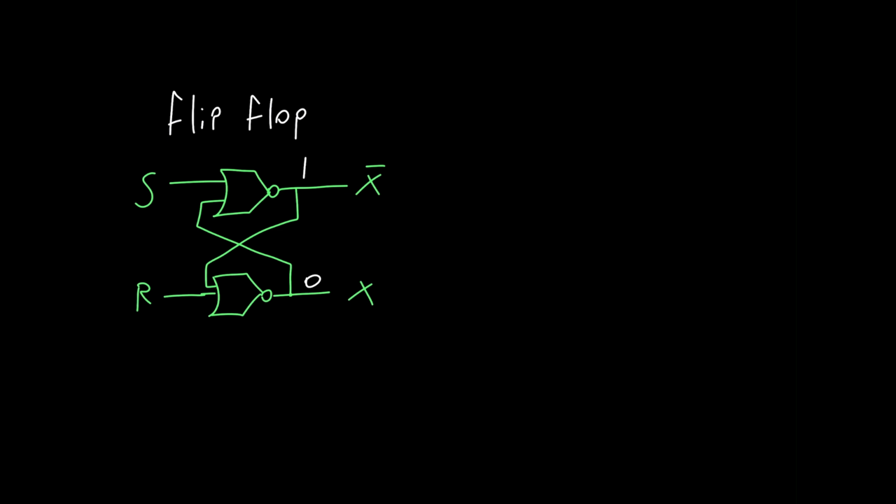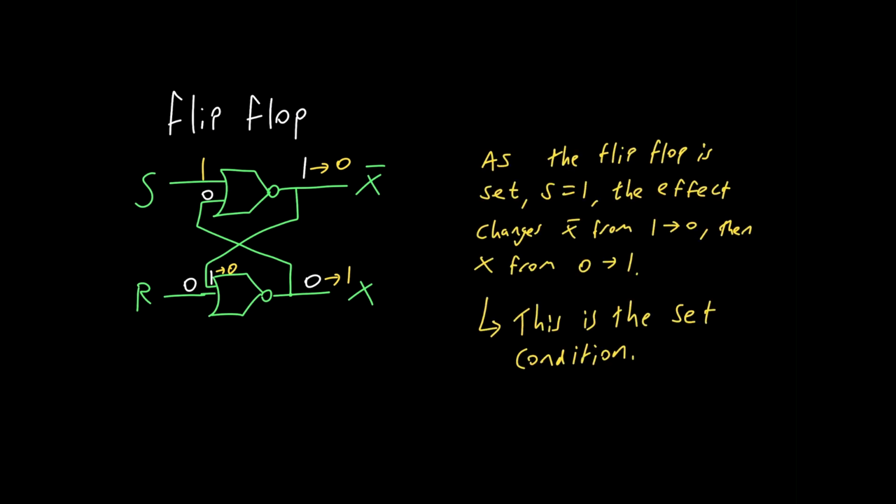Now let's consider changing the inputs so that S is equal to 1. Initially, we use the same conditions so that X bar starts out as 1 and X is 0. When S changes to a 1, the top NOR gate changes to a 0, which changes the input to the bottom NOR gate, which in turn changes the output to a 1. Hence, X is now a 1. This is the set condition.